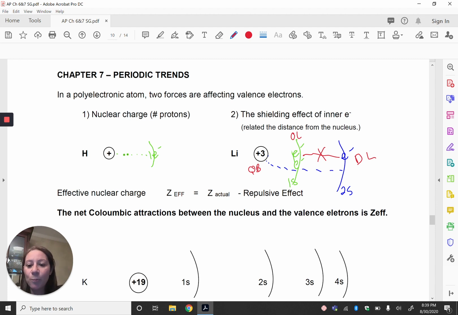Now that Coulombic attraction, or Zeff, decides all kinds of different properties of atoms. Remember from last year, we showed all kinds of different properties like atomic size, electronegativity, ionization energy, all these things.